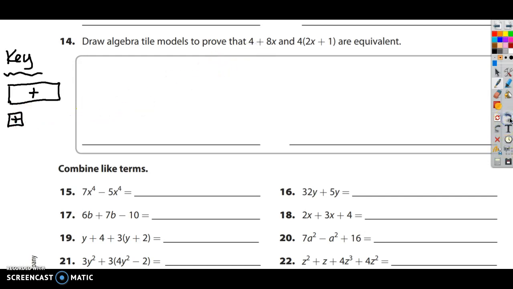So what would these look like? Well, the first one is 4 of these guys. So I'm going to do 1. I'm going to draw this a little neater.